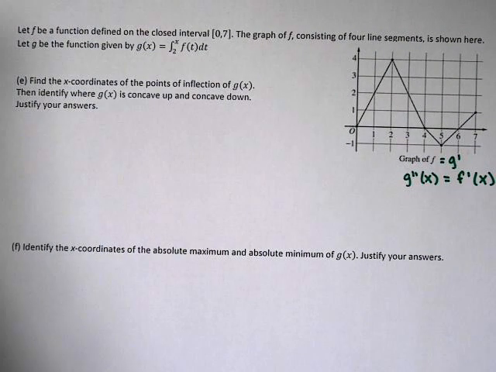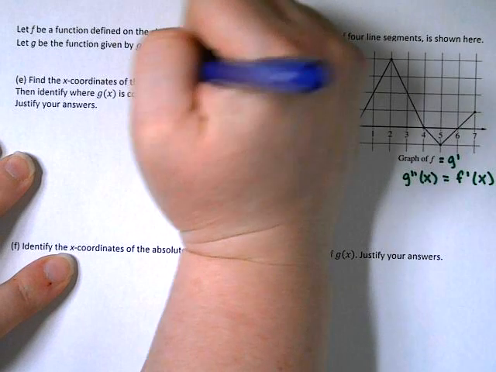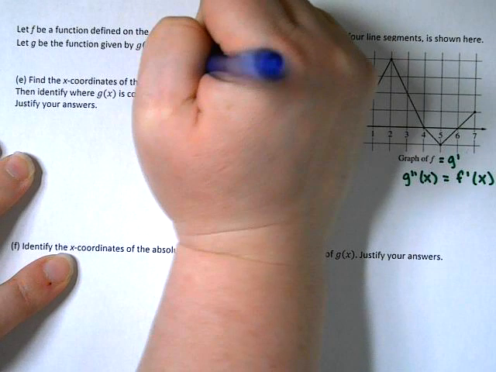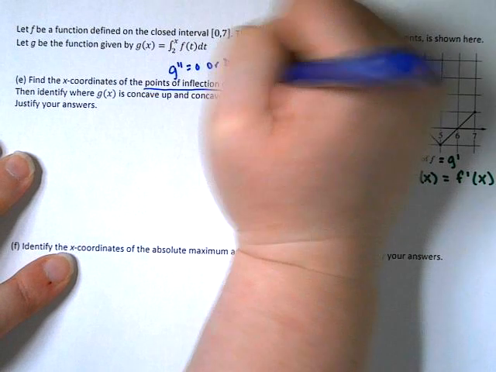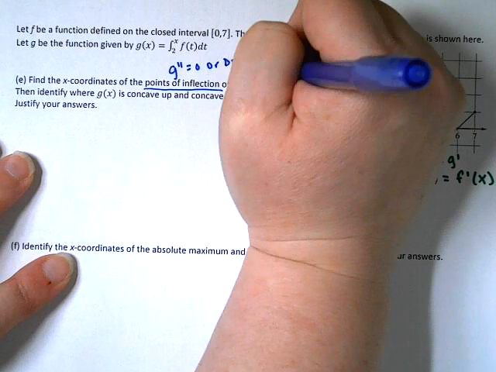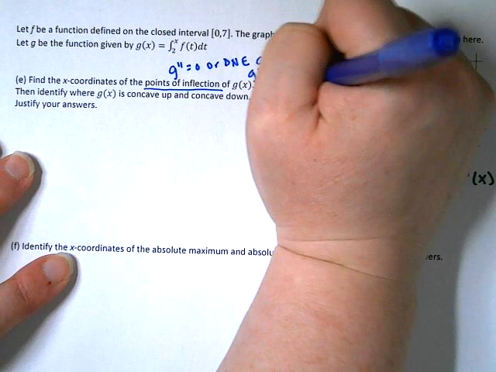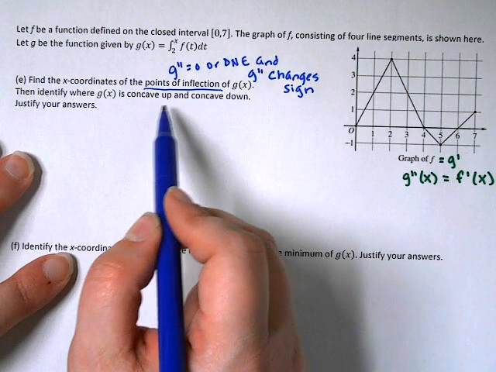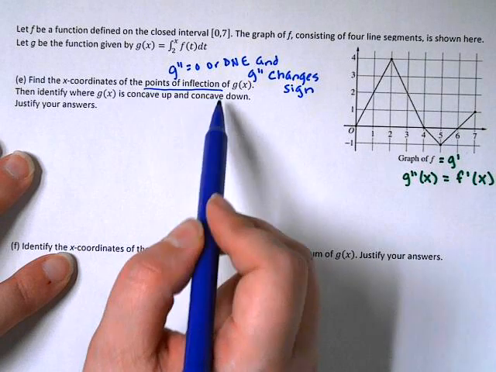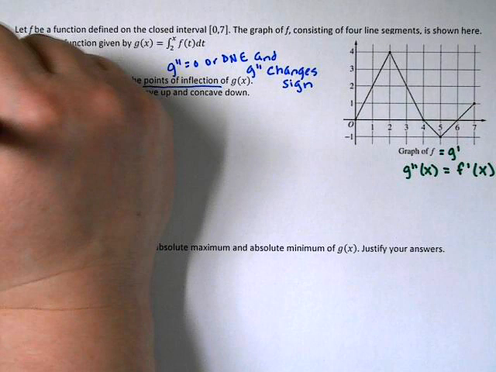All right, so find the x-coordinates of the points of inflection. We know that points of inflection are where the second derivative equals 0 or does not exist, and the second derivative changes sign. Then we're looking for where G of x is concave up and concave down, so we're looking at where G prime is positive and G prime is negative. So let's find our possible points of inflection.